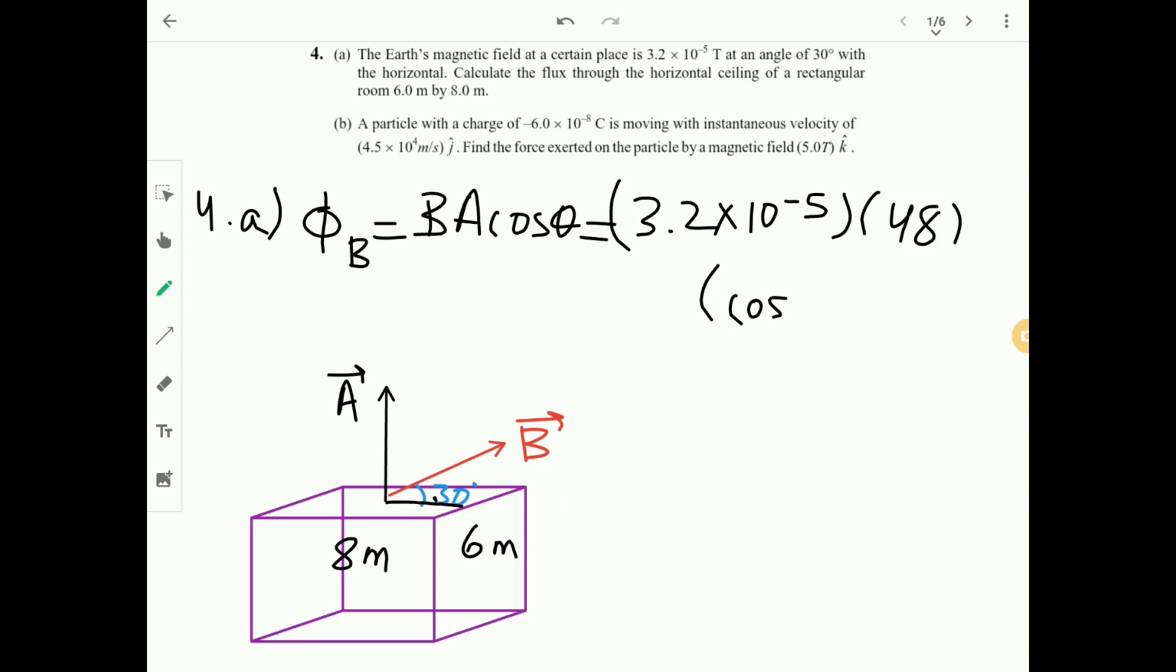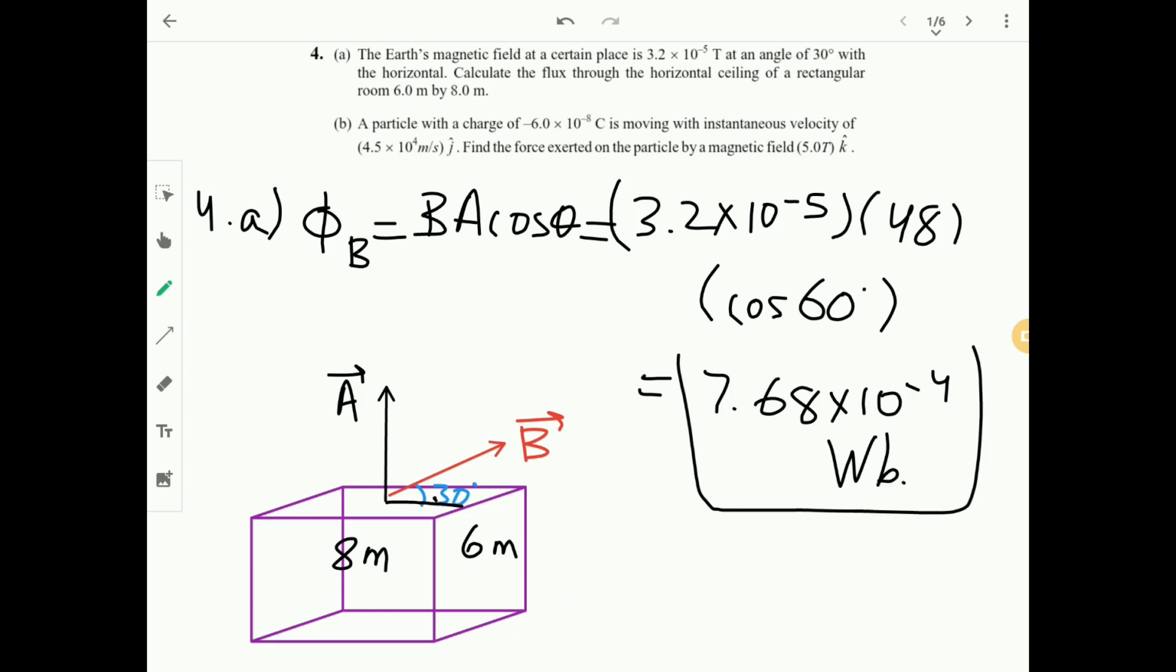Cosine blank. 30 is the angle between the magnetic field and the horizontal, so it's obviously 60 degrees because we always look at the angle between B and A. And we should get 7.68 times 10 to the minus 4. And the unit we use for flux is Weber, Wb. That's A. A is very straightforward.